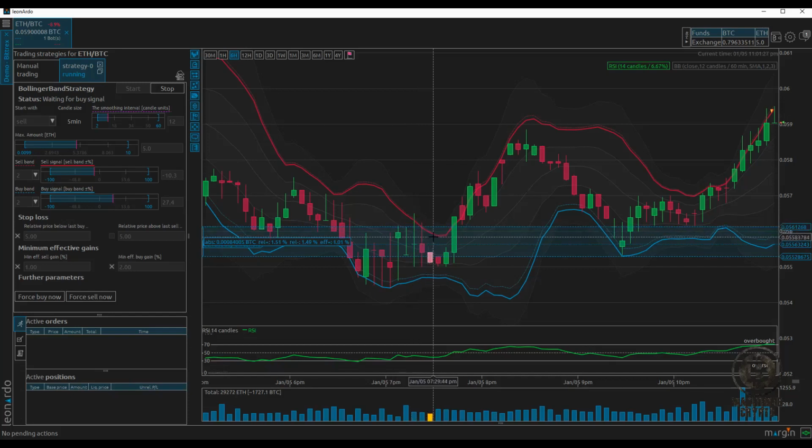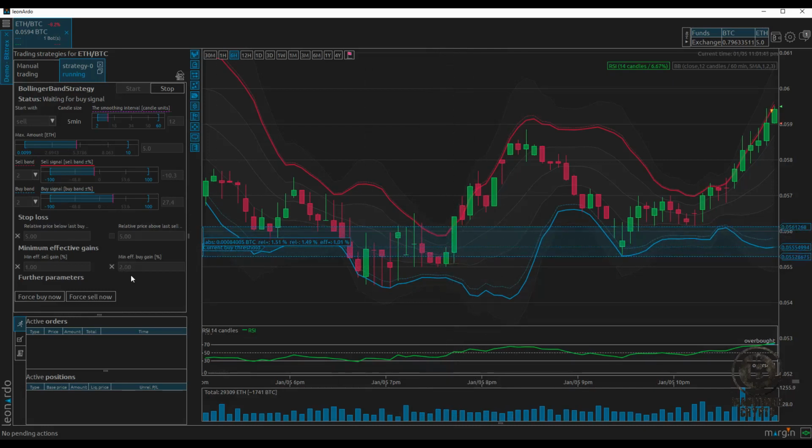And when the sell band is below the 1% trigger, it would sell here because it's above, it would sell there, but it would not sell here. Or for example, here it would not sell because it would be below. Now this is the other way.